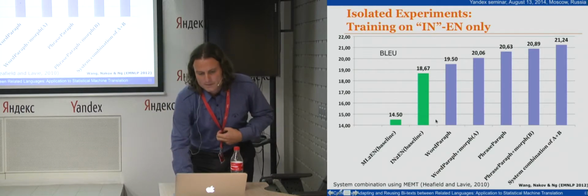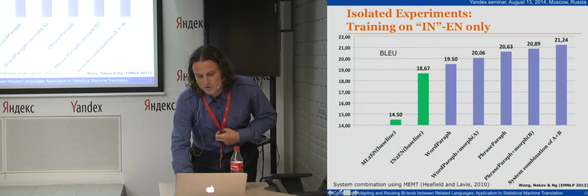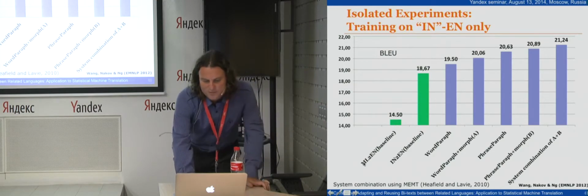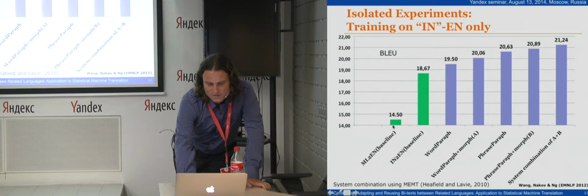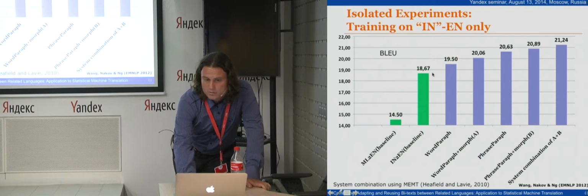So here, of course, Malay and Indonesian are not the same languages. If you train on Malay and you test on Indonesian, you are much worse, even though you train on 10 times more data than this. But now if you take this Malay data and you do the simple word level adaptation and you train a system on this, you get this BLEU, which is better than training on the original Indonesian data.